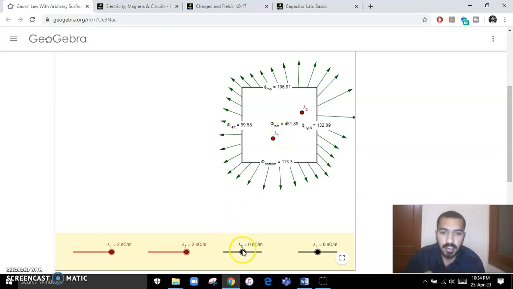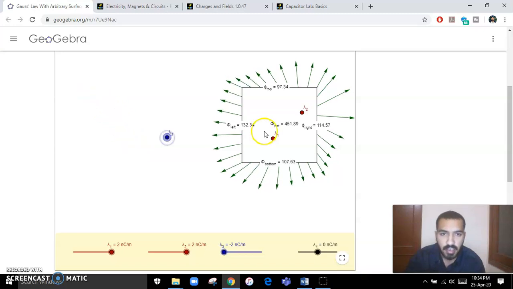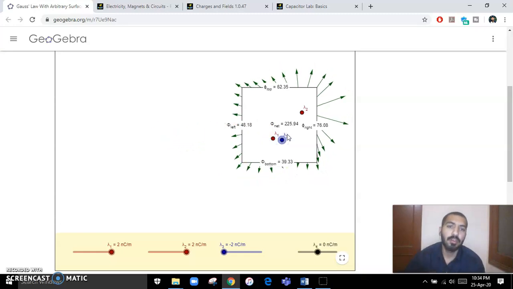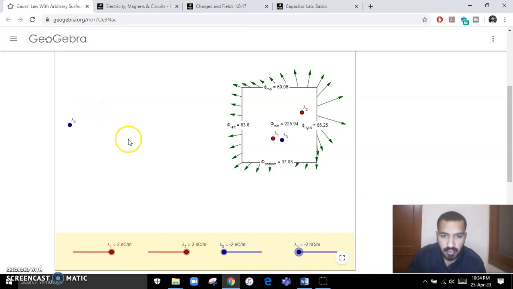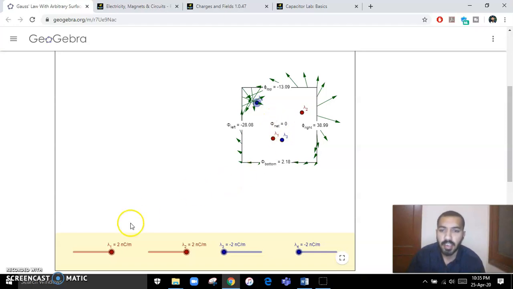Now I'm going to insert a negative charge, the third one. The net flux was 451, and when I put this inside, my flux is reduced from 451. So the magnitude of net flux totally depends upon the magnitude of charges. If I put another negative charge, so that the total is -2 coulomb, my net flux is 0. You can see that +2 plus 2 is equal to +4, and -2 minus 2 is equal to -4. So +4 and -4, because the total magnitude of charges is 0, my net flux is also 0.